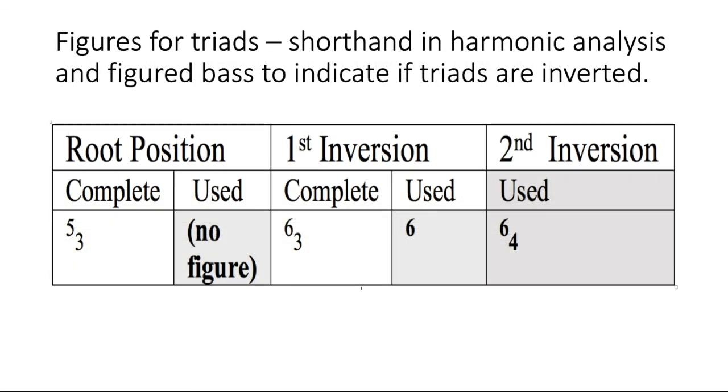Figures are used in harmonic analysis and figured bass to indicate if the triads are inverted. For root position triads, the figure would be 5-3, but usually no figure is used. So without the figure, you know that it's a root position triad. The first inversion triad is shown either with a 6-3, that's the complete figure, but very often just the 6 is used alone. The second inversion of a triad uses the figure of 6-4.